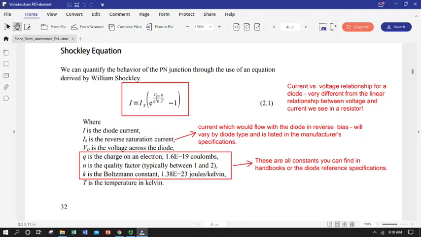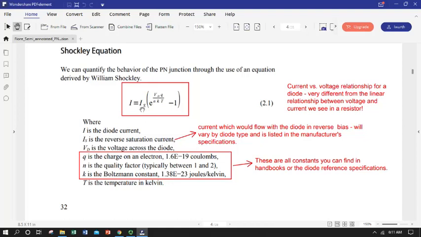So if I apply voltage in the form of V sub D, voltage across my diode, I'm going to get this much current out. And so the current that we can get through a diode is exponentially related to the forward voltage that we put across it. And so this will actually give us a plot of how much current we can expect a diode to give us for a given applied voltage and a given temperature and a given maximum current in reverse bias.